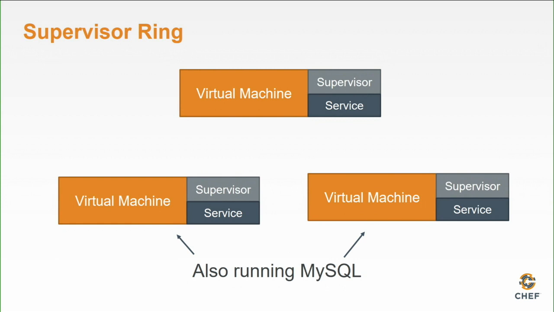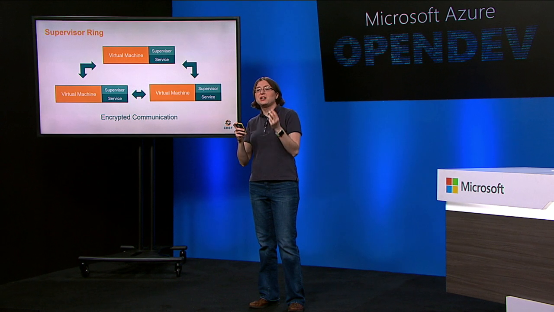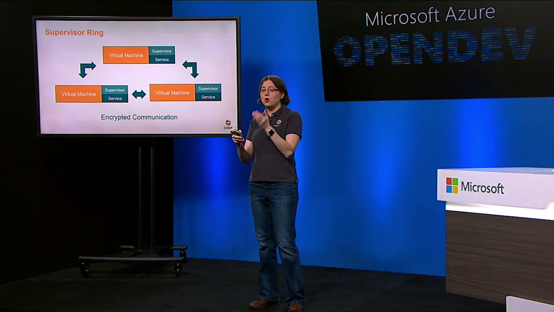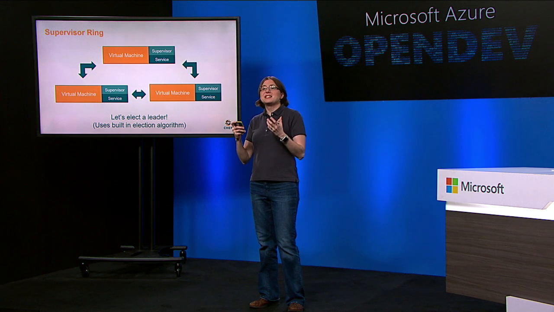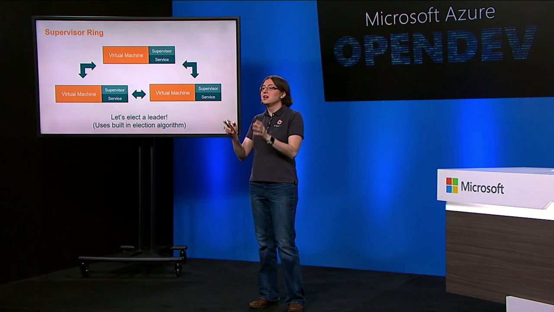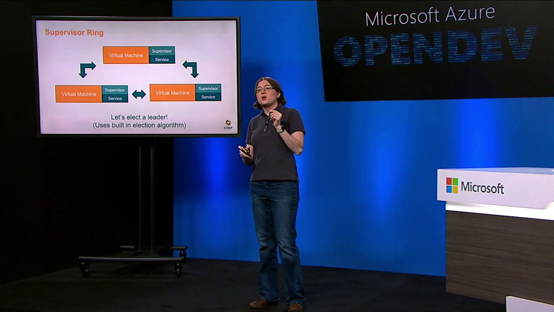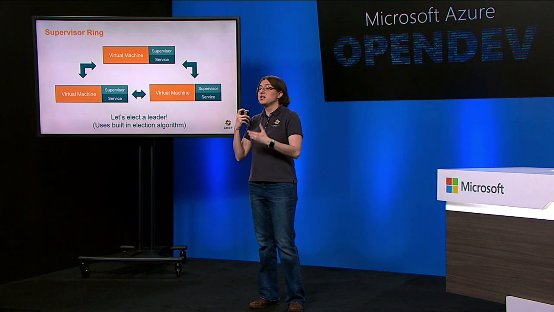Since that MySQL package is signed with the same key, these three virtual machines will be allowed to form a supervisor ring. What this ring allows these virtual machines to do is to communicate with each other over that gossip protocol. Remember, all of this communication is encrypted. With a cluster like this, it's common to use a leader-follower topology. What this means is once we have these three virtual machines running that MySQL service, they need to elect a leader. Habitat has a built-in algorithm for electing a leader in a cluster such as this that does not require any human or any outside orchestrator intervention.